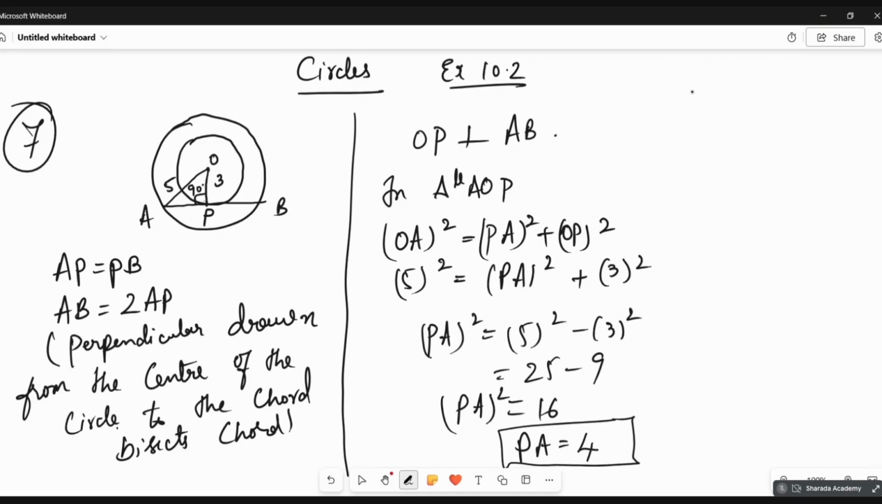So what is AB? AB is equal to 2 times PA. So AB is equal to 8 centimeter. A 2 mark question, many times it comes.